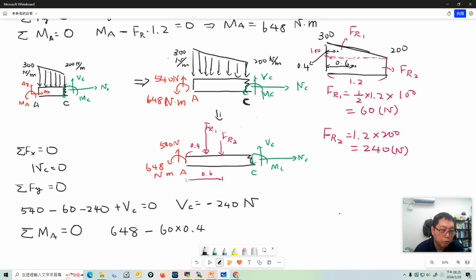FR2 also clockwise, so it's also negative because it's clockwise. So minus 40 times 0.6. And the whole system, the moment is 0, so we have an MC here. MC equal to 0. Okay.